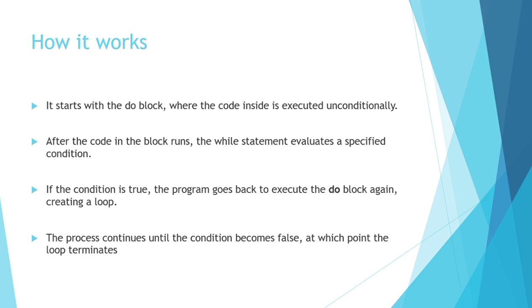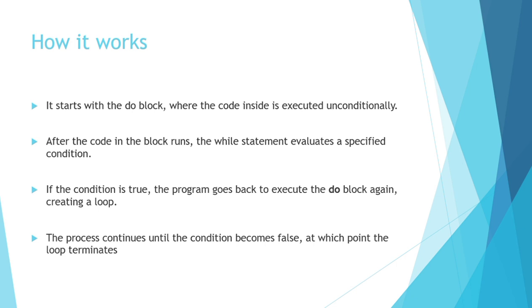After the code in the block runs, the while statement evaluates a specified condition. If the condition is true, the program goes back to execute the do block again, creating a loop. This process continues until the condition becomes false, at which point the loop terminates, and the program proceeds with the next part of the code.